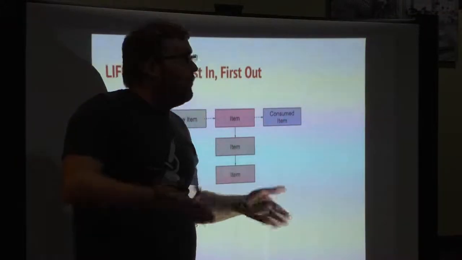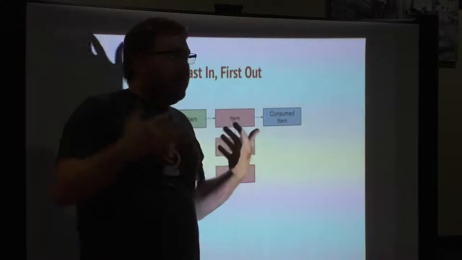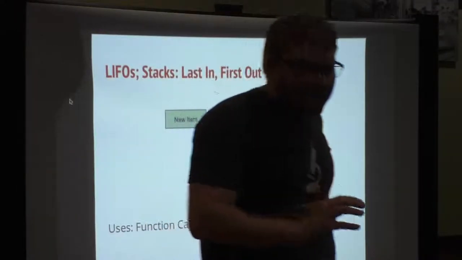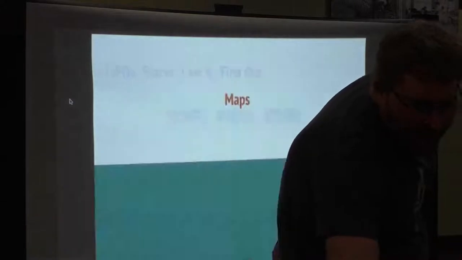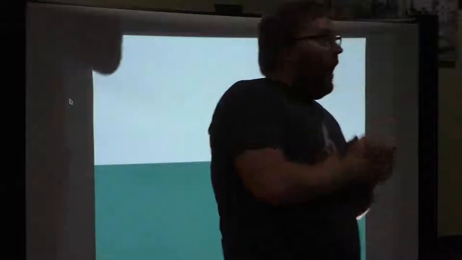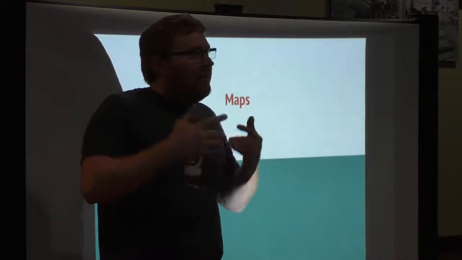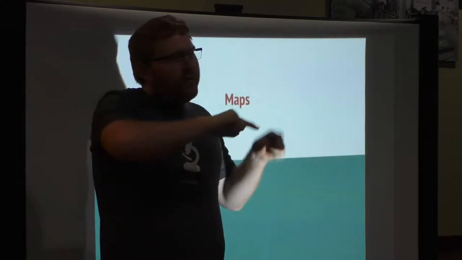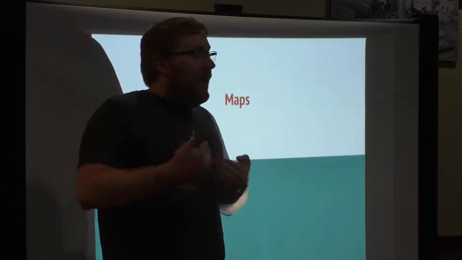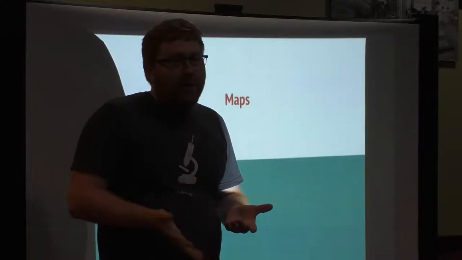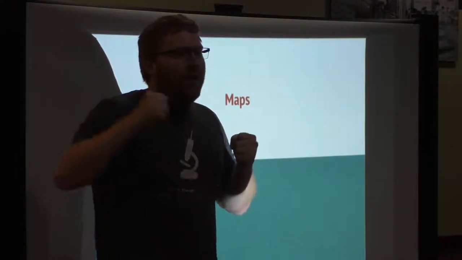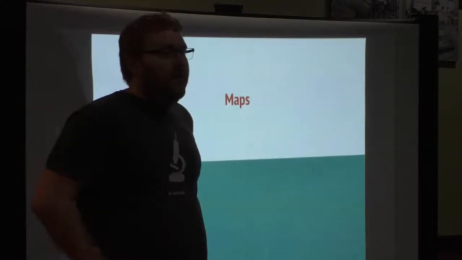Think undos, think function calls, think the heap in memory, which we can talk about offline if you're curious. So, that was our discussion of ordered memory structures. They have some order to them, they use pointers to get between the nodes, and they have different benefits. Before I go ramming right on through maps, are there any questions?